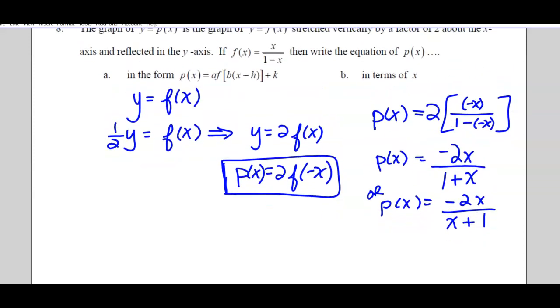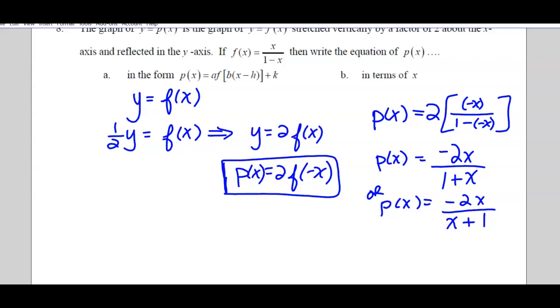I'm going to leave question 9 because the transformations have already been done. So you just simply have to use your function notation. I'm going to leave question 9 for you to do. Okay, take a look at 10. Look at the graphs.